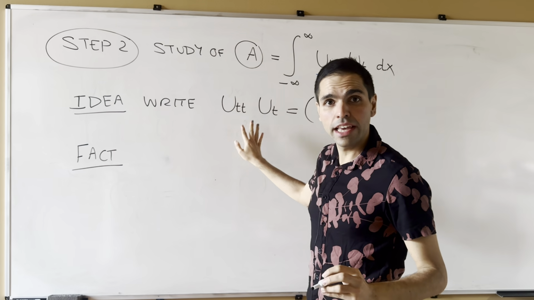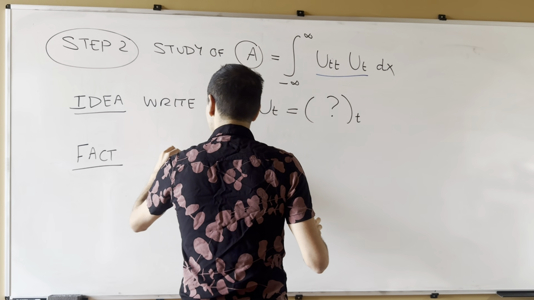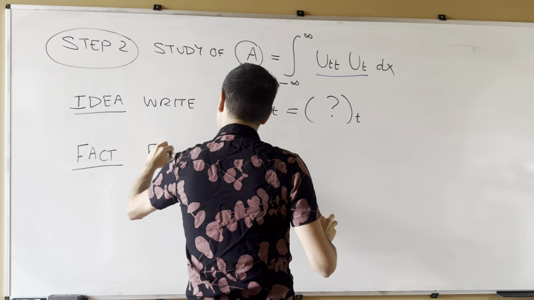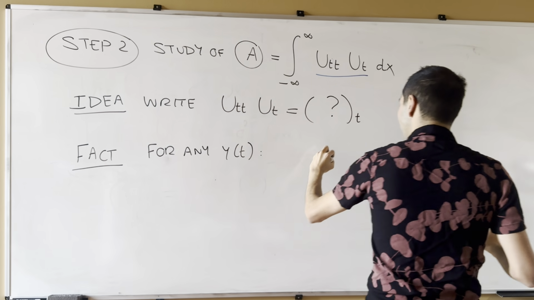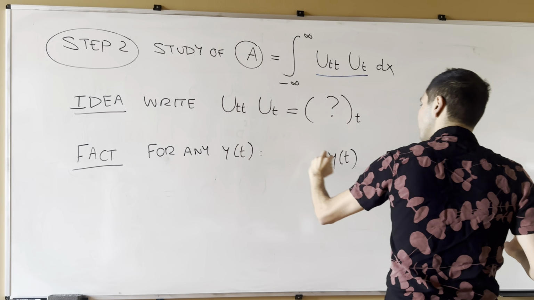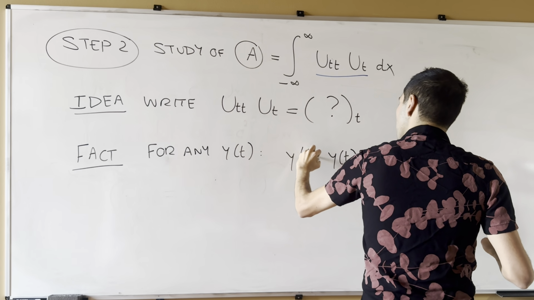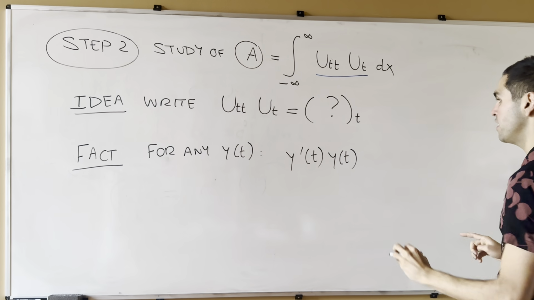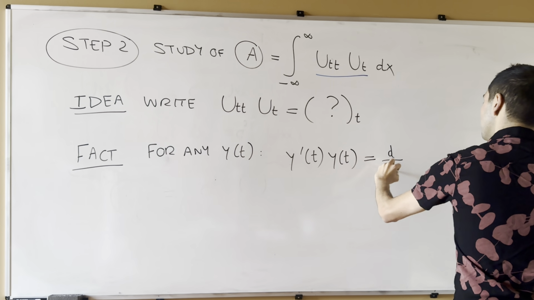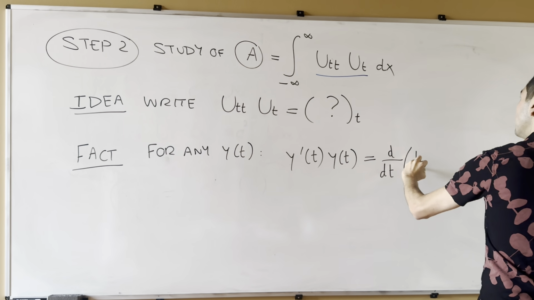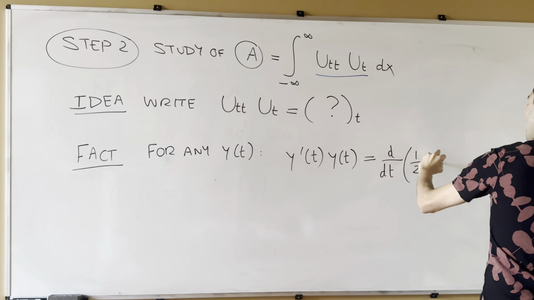Namely, if you take a function y of t, then if you take y of t and multiply by its derivative, this whole thing can be written as a derivative. It's just d over dt of 1/2 y of t squared.